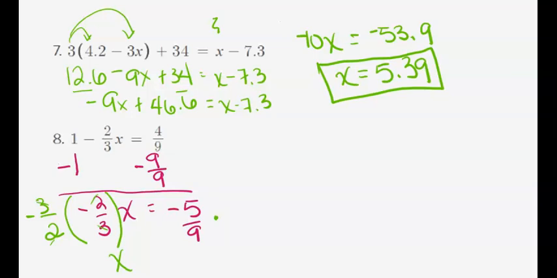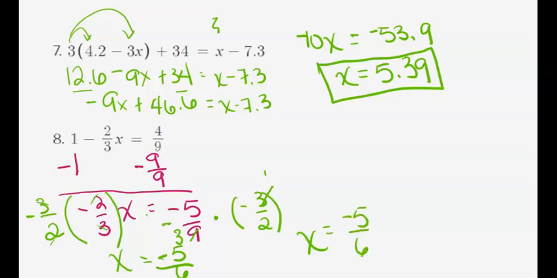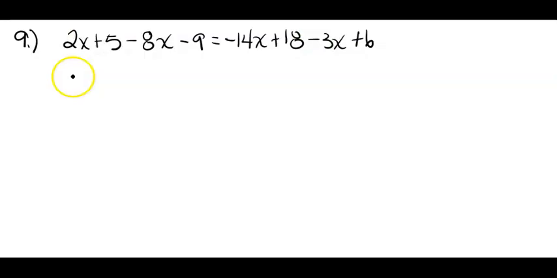But whatever I do to one side, I have to do to the other. So I'm going to also multiply this by 3/2. Now, I can cross cancel. 3 goes into itself once, and it goes into 9 3 times. I can't cancel anything else, but when I do that, I simplify it before I actually multiply it out. So negative 5 times 1 on the numerator is negative 5, and then 3 times 2 on the denominator is 6. So x equals negative 5/6 is the answer to this problem.